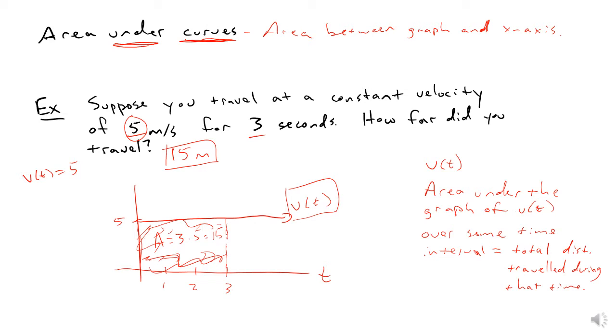What we want to think about next is we don't always travel at a constant velocity. We slow down, we speed up, our velocity changes. How can we find the area under the velocity graph? In other words, how can we find the total distance we travel if our velocity is not constant? Let's look at that on the next slide.